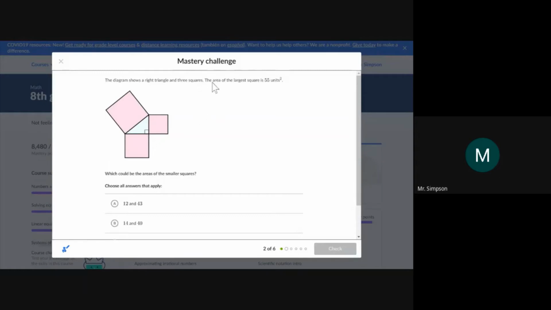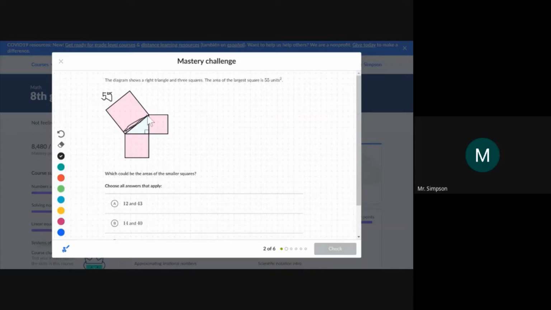The area of the largest square is 55 units square. So this square here, the largest one, is 55 square units. What could be the areas of the smaller squares? Let me see if I can write this here. They said this is 55 square units. So that means this edge right here is 55 square units, right? That's what they're saying.